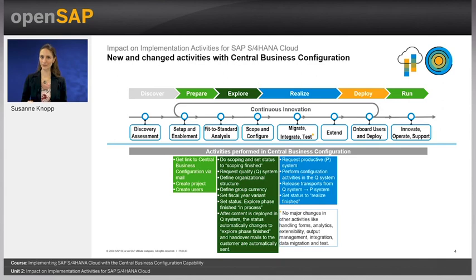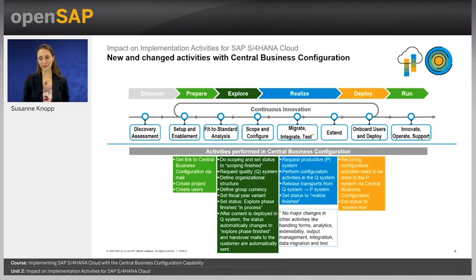I didn't mention them now because there are no major changes coming into place with central business configuration to those activities. Those activities are, for example, the handling of forms, of analytics, if you need extensibility, integration, or output management settings, and also data migration and testing remains mainly unchanged.